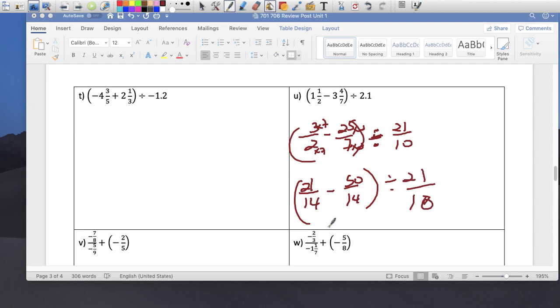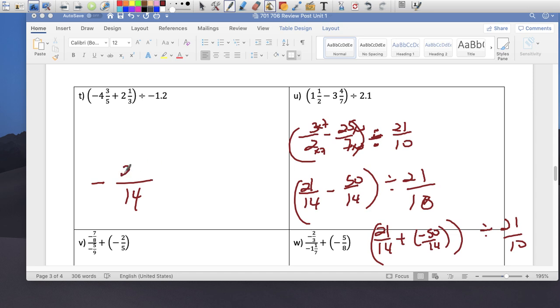So here I can remember to change to an addition. So it's going to be 21 over 14 plus negative 50 over 14. Then divide that by 21 over 10. So who's going to win? The negative or positive? The negative. So I'm going to put it over here. Negative is going to be in, and 50 minus 21 is 29. Divided by 21 over 10. Change to multiplication.